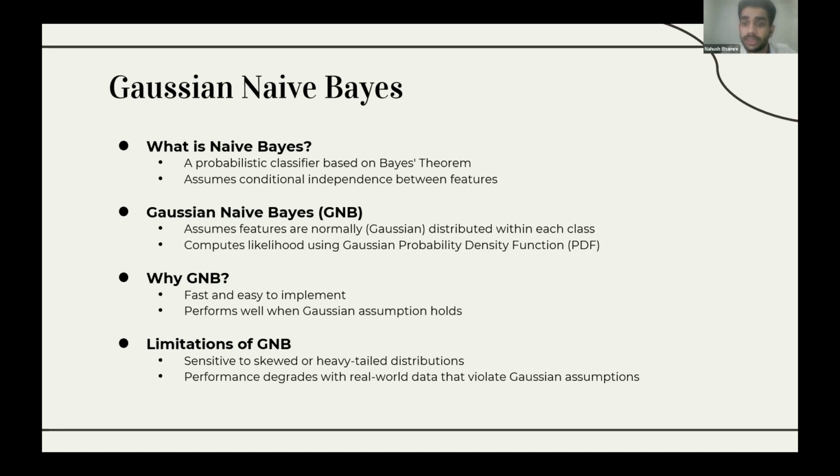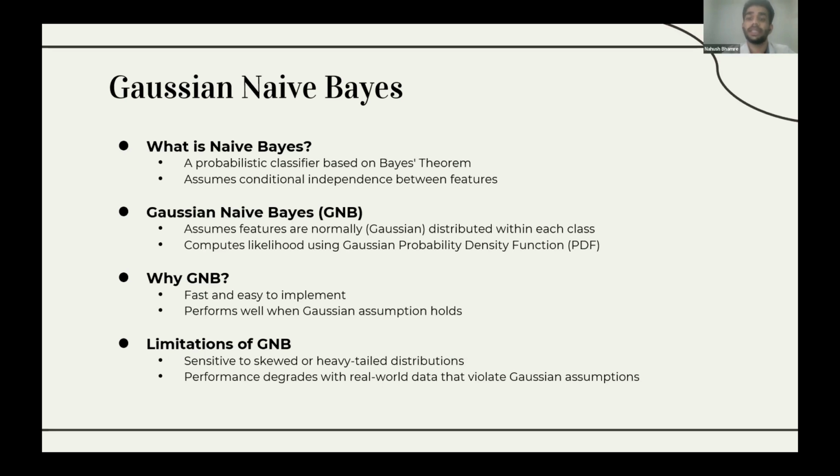The Gaussian naive Bayes is widely applied due to its closed form solutions for likelihoods, making it computationally very efficient and very easy to interpret. It has been particularly effective in text classification, medical diagnostics, and real-time applications where speed is essential.